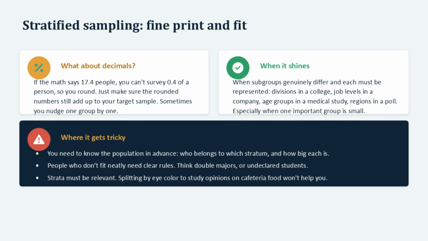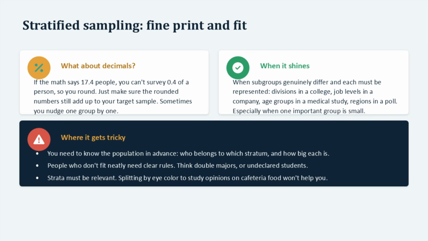Now, where can stratified sampling get tricky? There are a few places. First, you need to know quite a bit about your population before you start. You need to know which people belong to which strata, and usually how large those groups are. Second, you need clear rules for people who don't fit neatly into one category. For example, what do you do with a student who has 2 majors, or a student who hasn't declared a major yet? You need to decide how those cases will be handled before you start sampling.